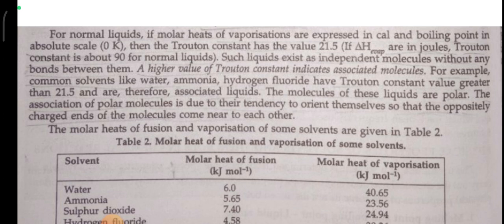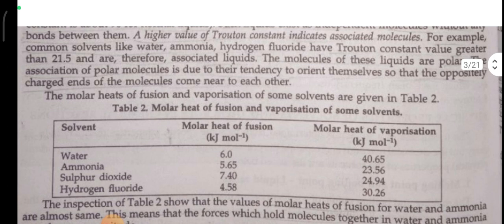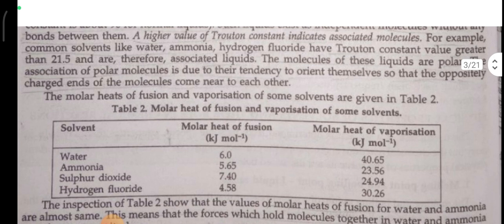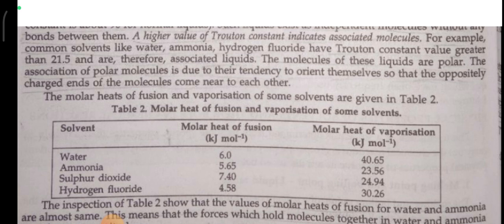For example, common solvents like water, ammonia, and hydrogen fluoride have a Trouton's constant value greater than 21.5 and are therefore associated liquids. The molecules of these liquids are polar. The association of polar molecules is due to their tendency to orient themselves so that the oppositely charged ends of the molecules come near to each other.